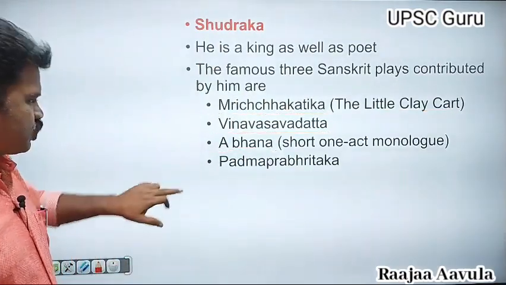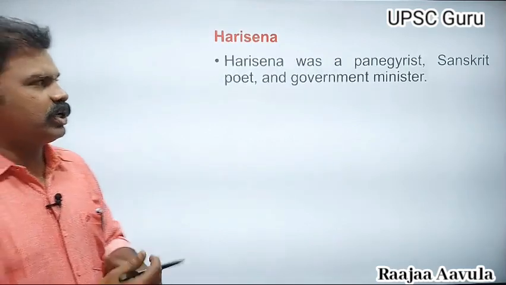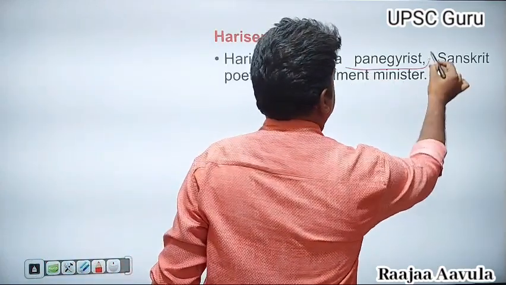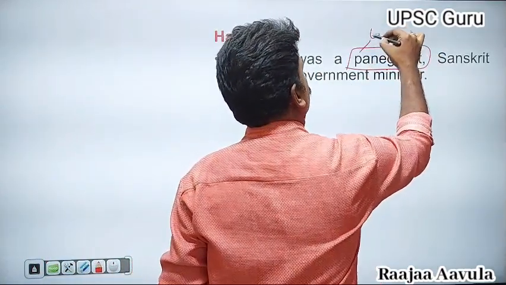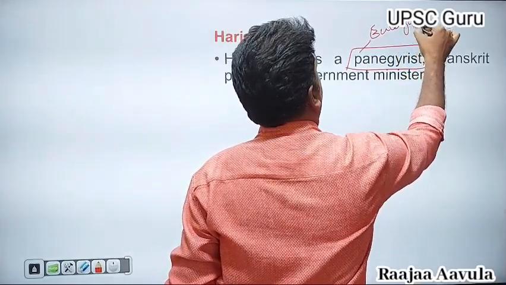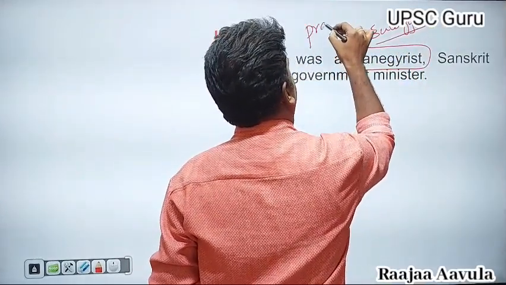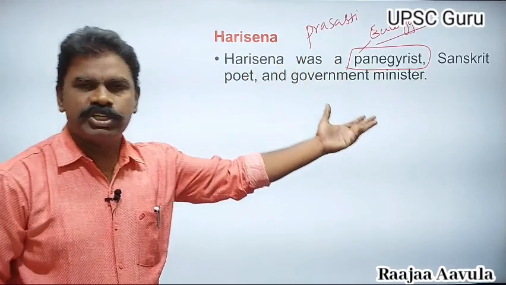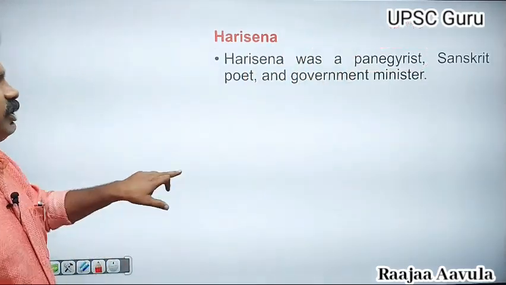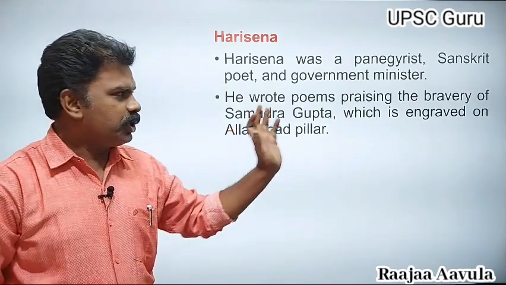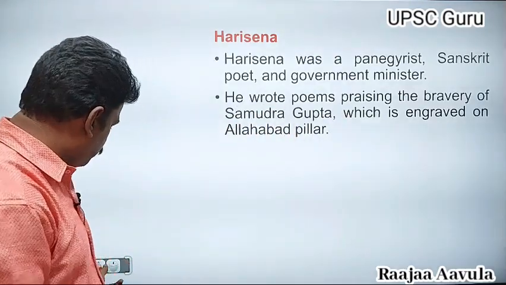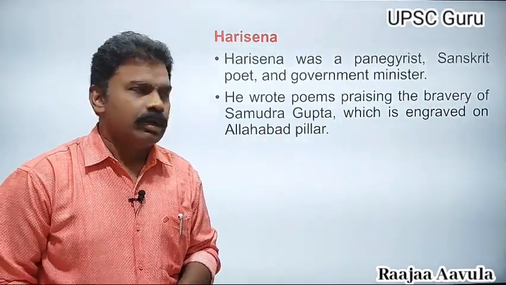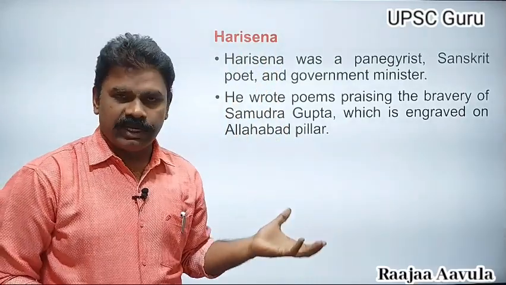Next, after Sudraka, Harisena. We know that Harisena was a panegyrist. Panegyrist means the person who used to write eulogy. Eulogy means prasasti, that is the Allahabad Prasasti. He was a Sanskrit poet as well as a government minister of the Samudragupta period. He wrote poems praising the bravery of Samudragupta, which are engraved on the Allahabad pillar inscription. He wrote the Allahabad pillar inscription in Sanskrit.